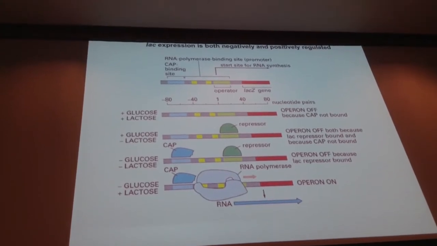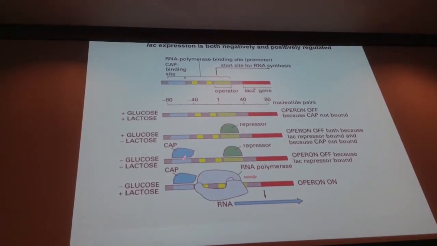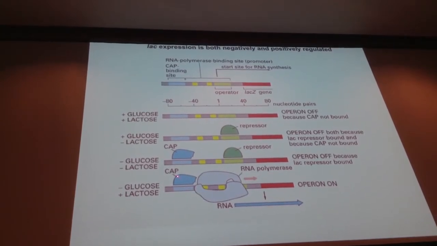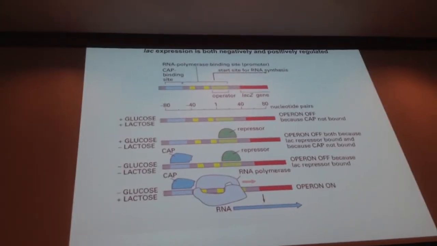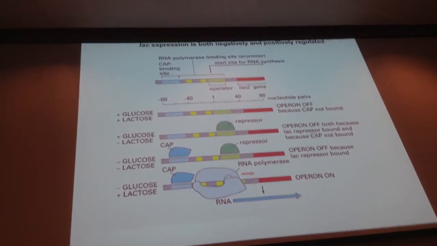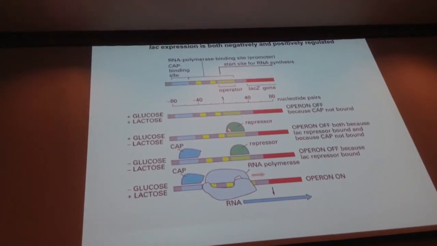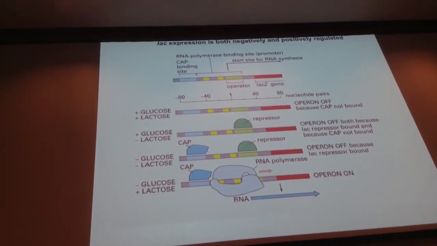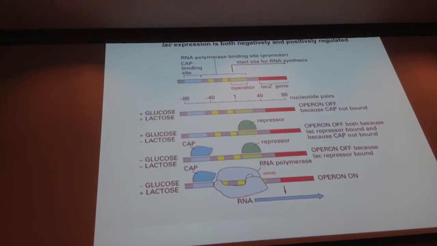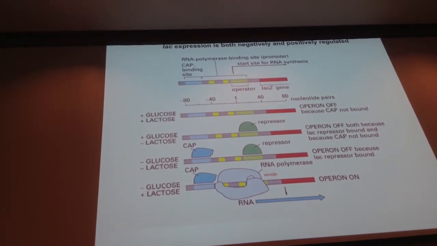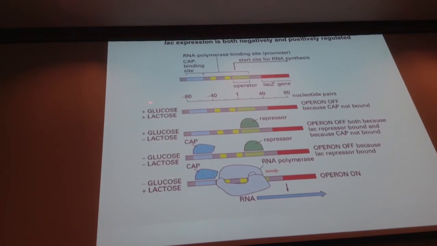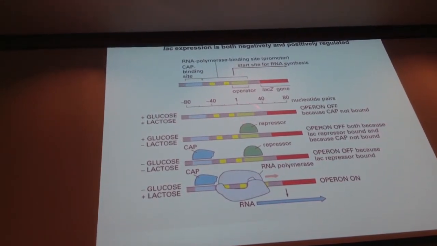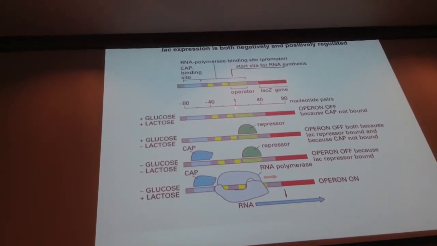So there's a repressor and an activator. The repressor protein negatively regulates expression. The CAP protein positively regulates expression. Between the two of them, they determine the transcription of this gene in situations where there's glucose and lactose, both of them. Here's an example. If there's lactose there, it binds to the repressor protein, so the repressor protein can't bind to the operator.